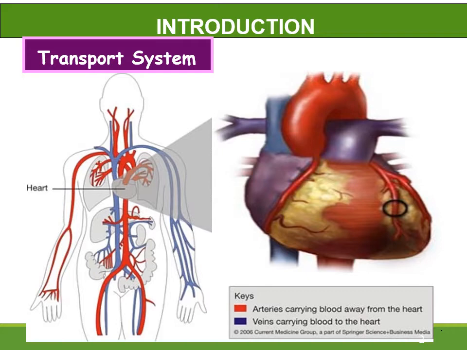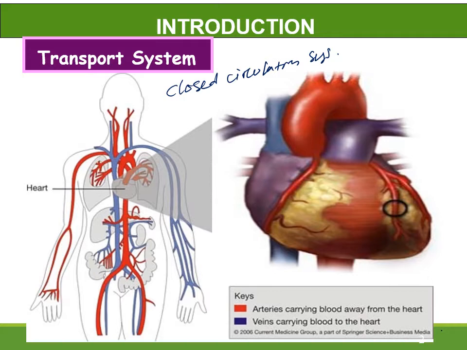We are going to learn about the transport system in humans. Humans have a closed circulatory system, also known as a cardiovascular system, in which blood circulates in a continuous system of the blood vessels. These circulatory systems consist of heart, vessels, including arteries, veins, and capillaries, and blood.